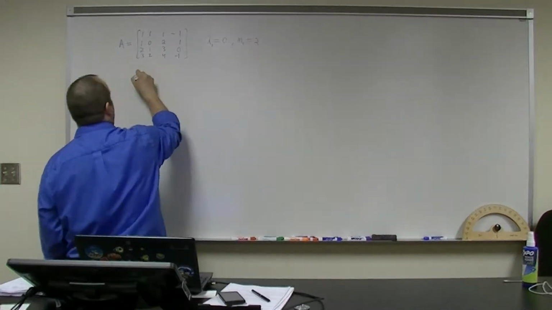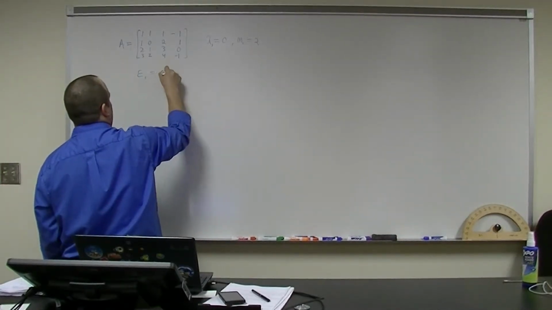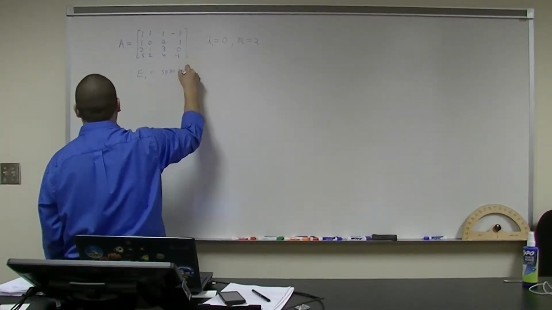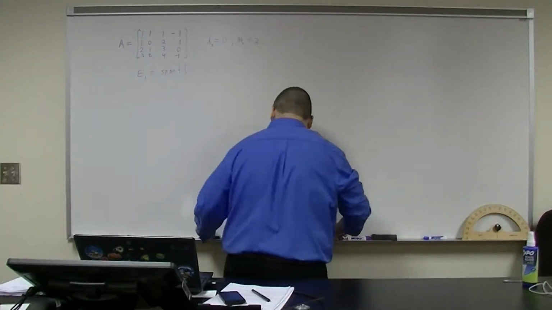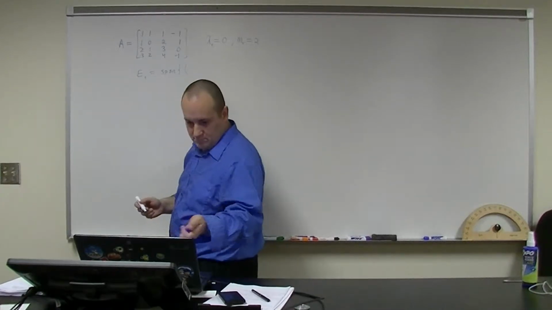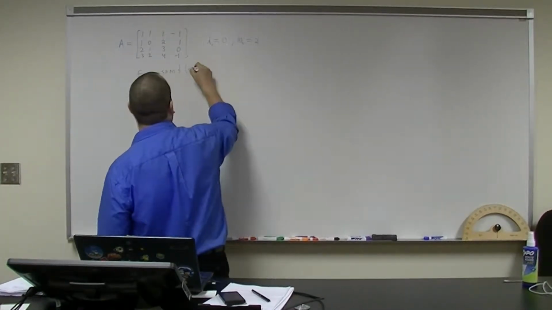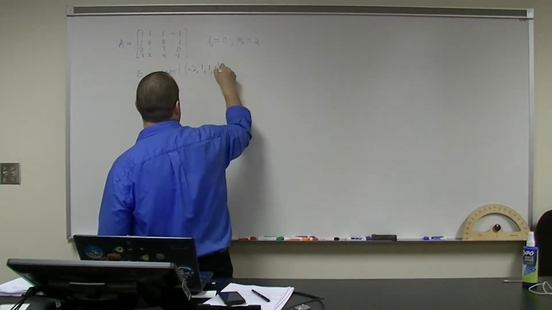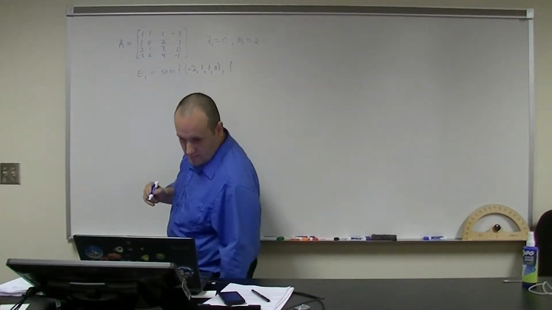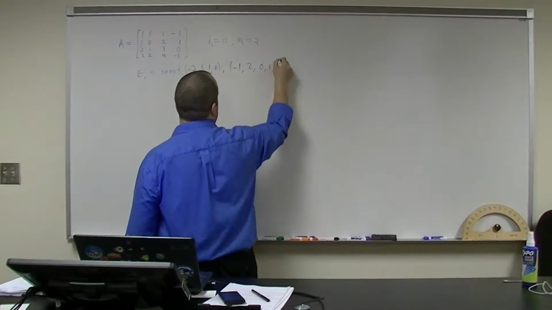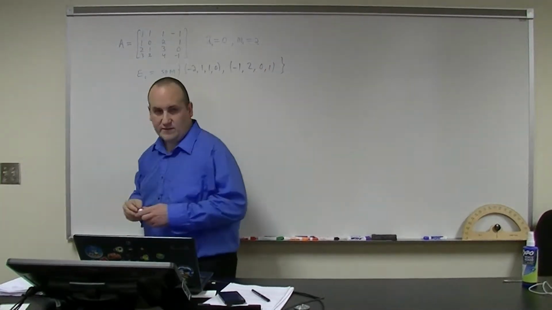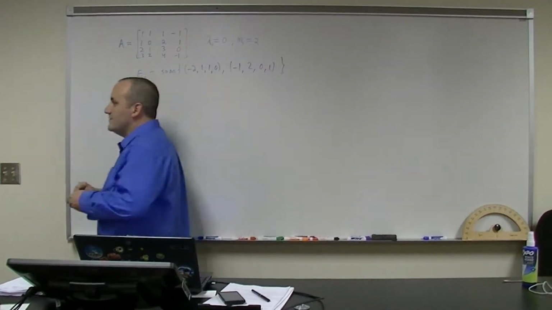And you would find that the basis was the span of what? Minus 2, 1, 1, 0, and minus 1, 2, 0, 1. How do I know that? Without any further calculation, just looking at problem 1, test 1.